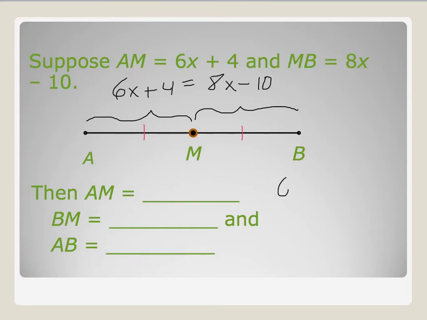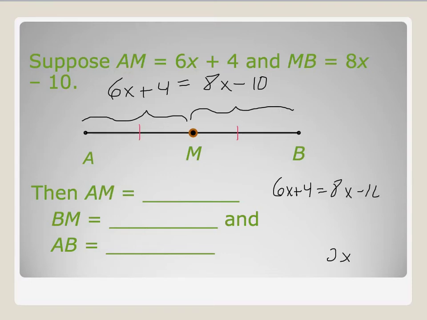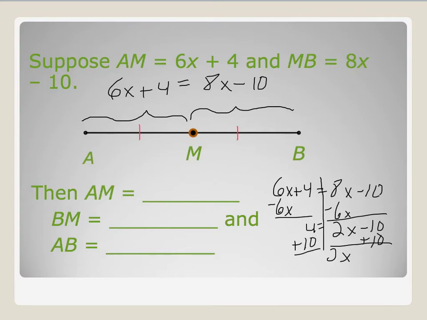Okay, so if 6x plus 4 is equal to 8x minus 10, then we need to solve for x. So we subtract 6x from both sides, and we're left with 4 is equal to 2x minus 10. Add 10 to both sides, and we're left with 2x equals 14. Divide both sides by 2, and x is 7.